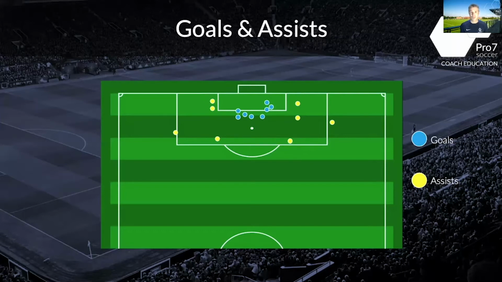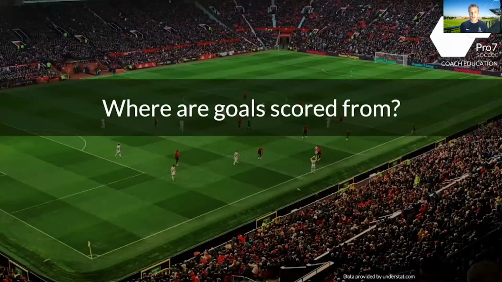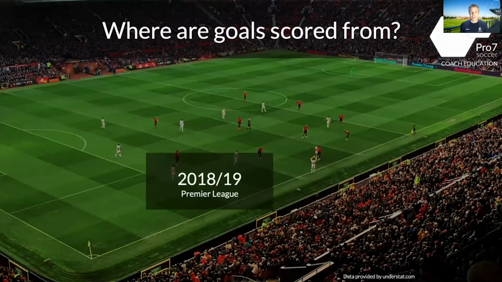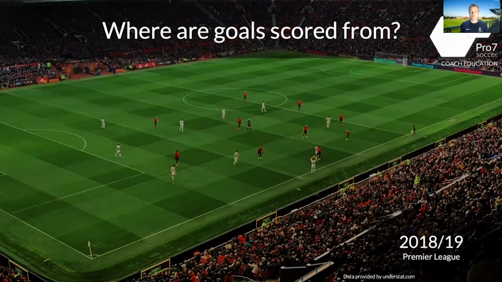And so that got me thinking, okay, if Manchester City score goals this way, is it just the way that they play? Is it just Pep Guardiola's playing philosophy? Or do other teams also score goals in similar areas and assist from similar areas? So I next looked at the 2018-19 Premier League. This is some data that's been provided by Understat.